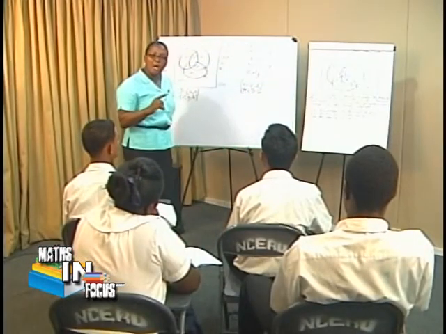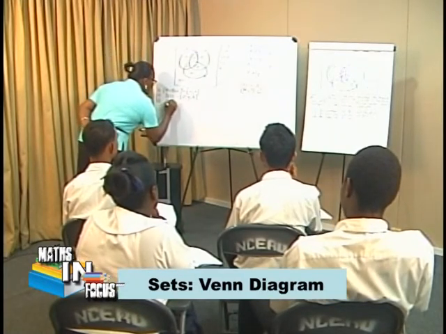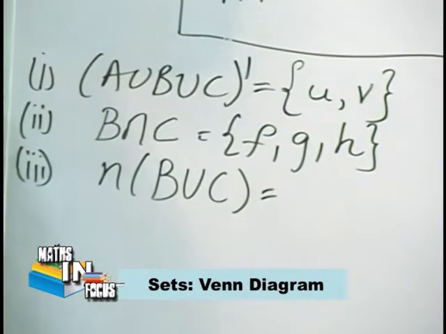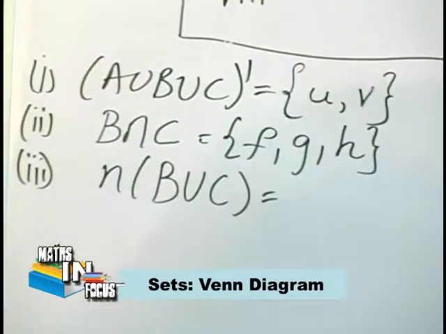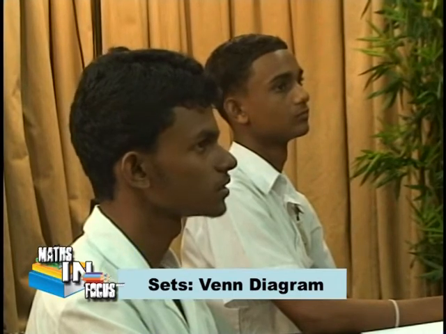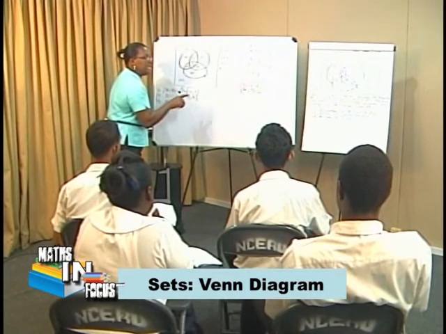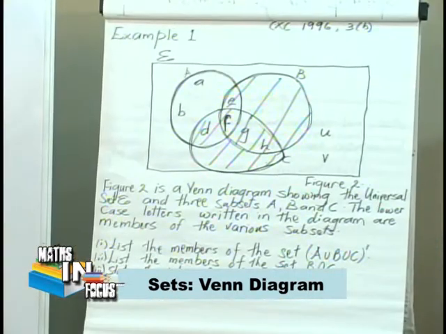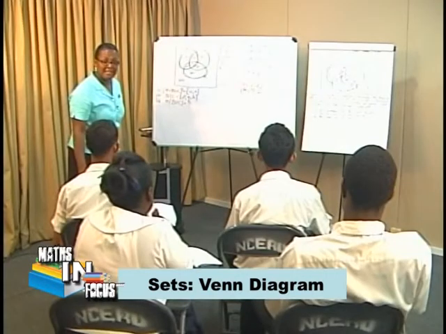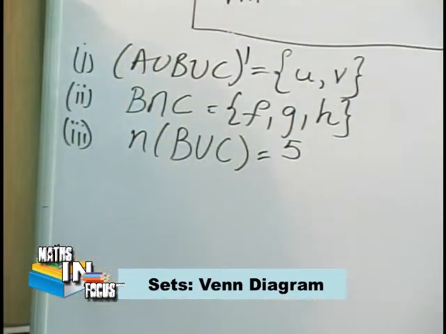How many? We don't want to list them now, we just want the amount. So, number of elements in B union C is equal to how many? Miracle, when you look there, how many elements do you see in that region? 5. Let's go. 1, 2, 3, 4, 5. So we come here, and we're not going to put D, E, F, G, H. We're just going to simply put a 5. Isn't that simple? Very simple. So that was our first example.